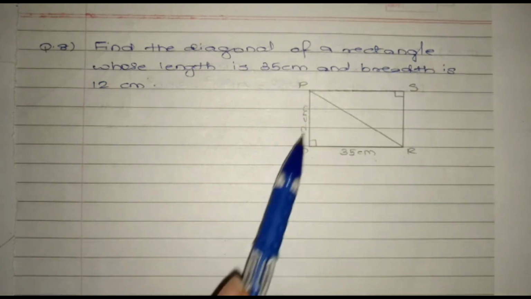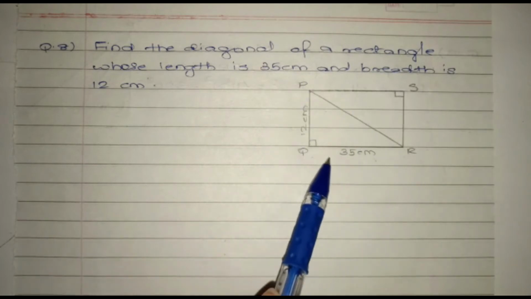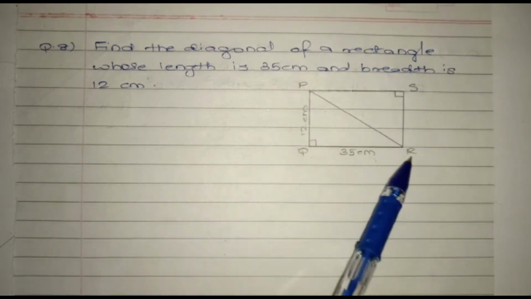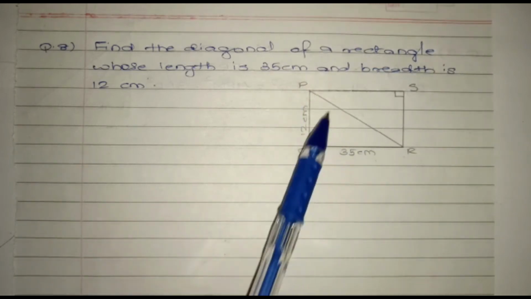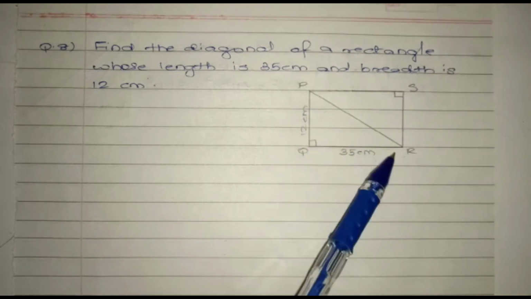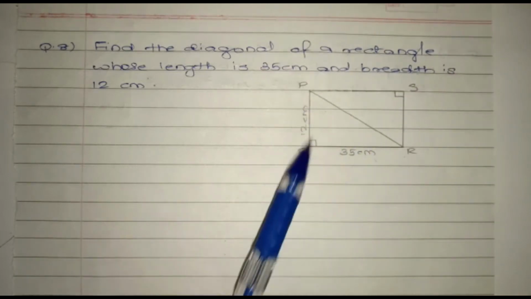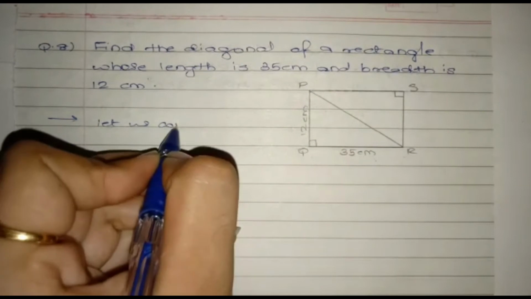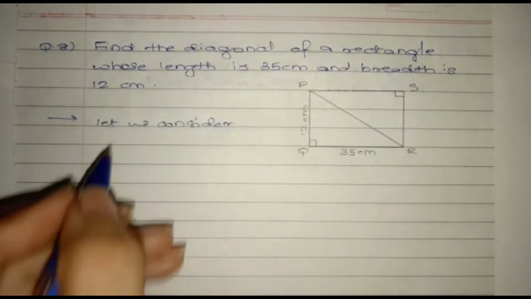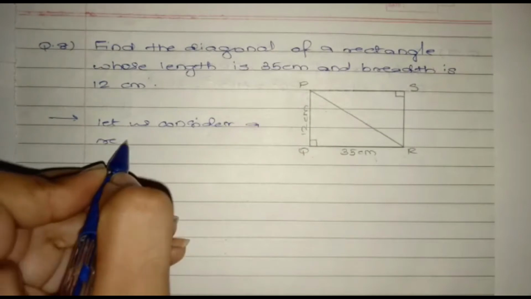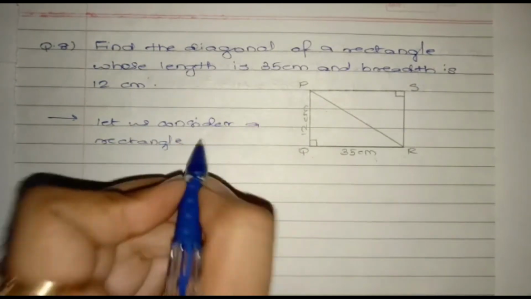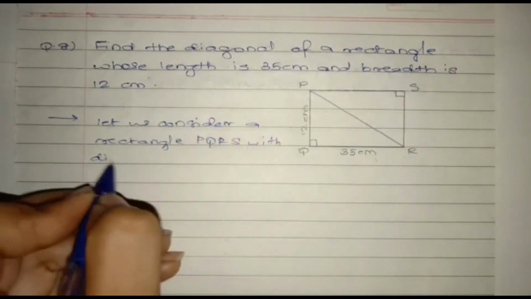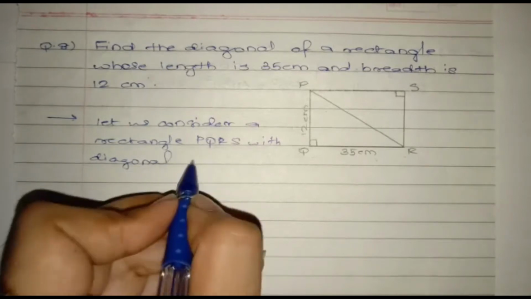So we can consider this triangle PQR as right angle triangle, because angles of a rectangle are 90 degree each. So we can consider this right angle triangle PQR and use Pythagoras theorem to find out diagonal PR, that is the hypotenuse of triangle PQR. Okay, so let us write, let us consider a rectangle PQRS with diagonal PR.